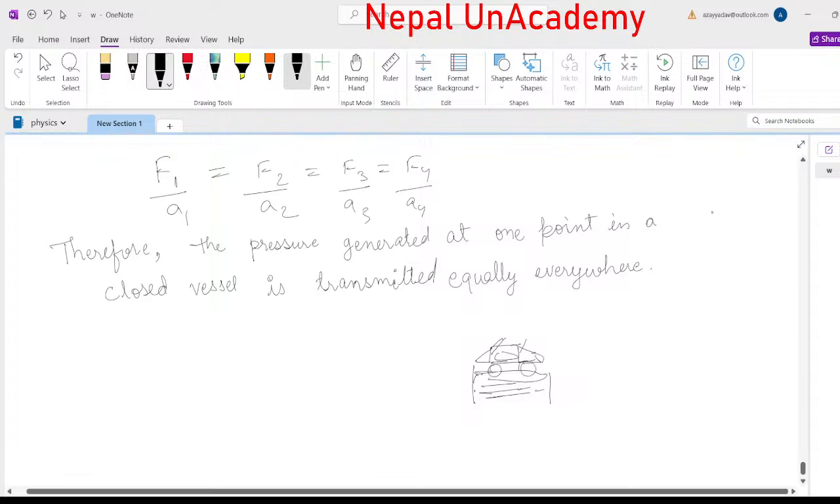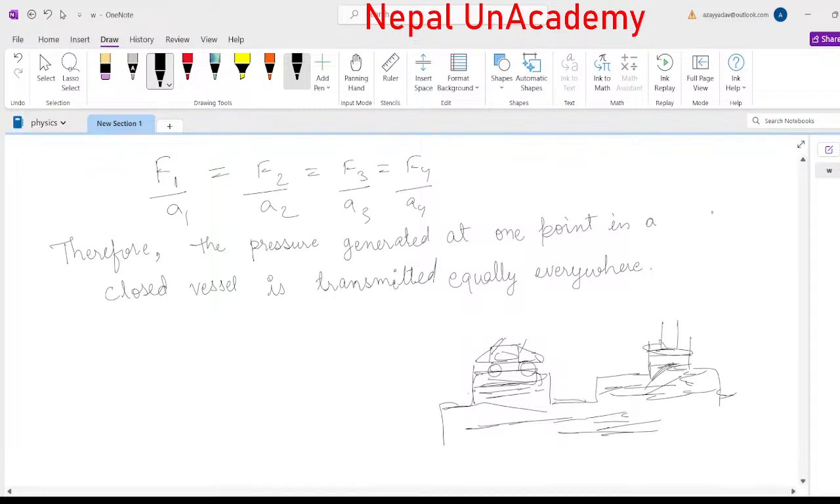This is a car, and it is over the piston, and it is connected with the liquid. It is filled with liquid, and here it is also a piston, and here it is water. When pressure is applied to the piston, it will get lifted up. So this will be the application.